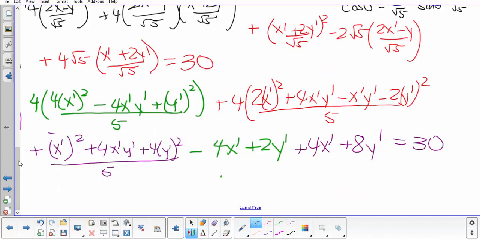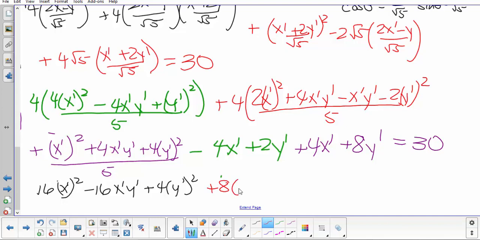So as we continue to distribute, when we distribute the 4, we get 16x' squared minus 16x'y' plus 4y' squared. Now everything that's over 5, I'm just going to keep going and put it all over one fraction. I'm going to try to color code to help you figure out what comes where, but then I'm going to put it all over 5 and we're going to go from there. So then 4 times 2 would be plus 8x' squared plus 16x'y' minus 4x'y' minus 8y' squared.